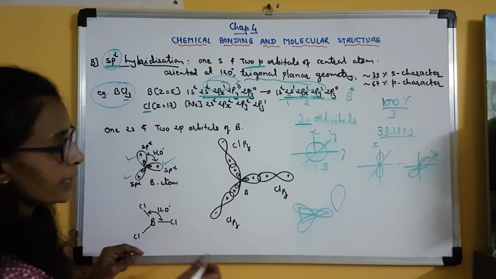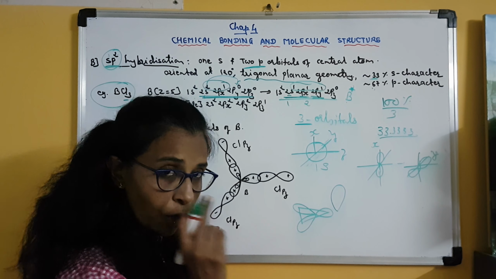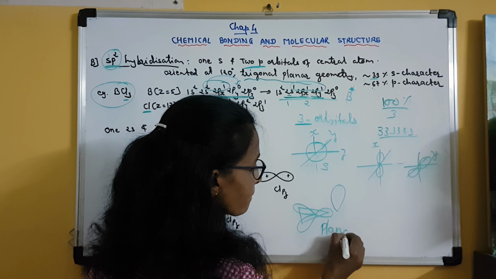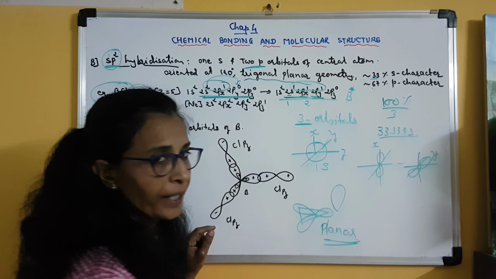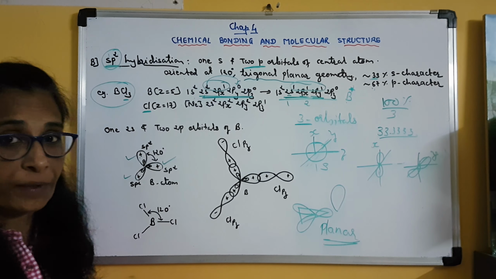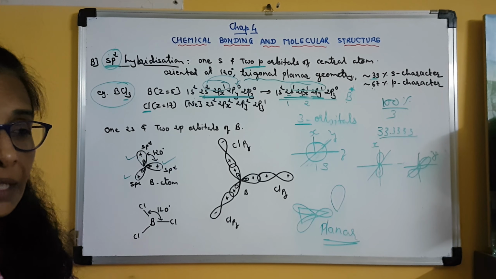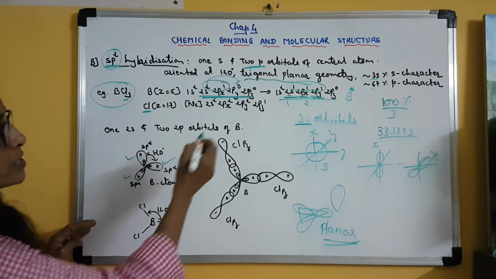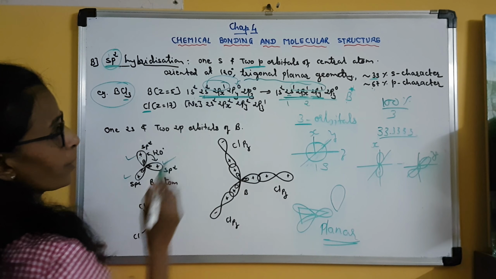And as they are oriented along the corners of the triangle, they are always planar. Clear? So the geometry is planar. It will not be 2 or 3 dimensional. All the orbitals lie in the same plane. Is it clear? So the resulting geometry is trigonal planar.